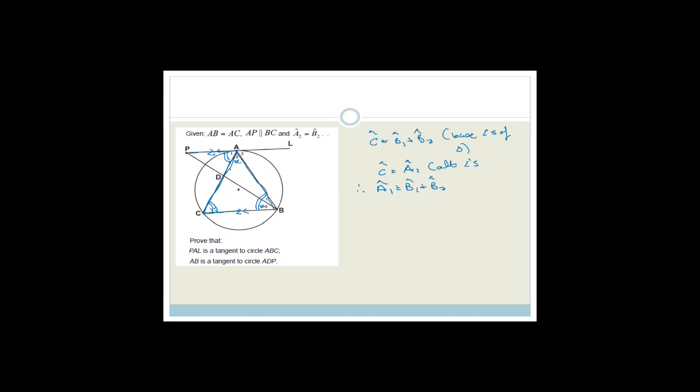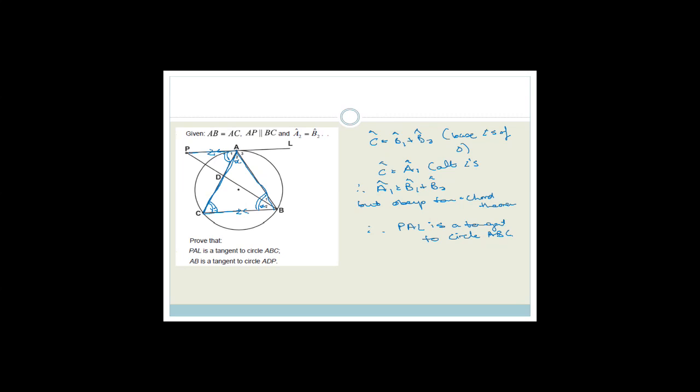But that obeys the tan chord theorem, because this would be the tangent, that would be the chord, and then that would be the angle it subtends. So that obeys the tan chord theorem. Therefore, we can say that PAL is a tangent to circle ABC. Okay, and we've run out of time.